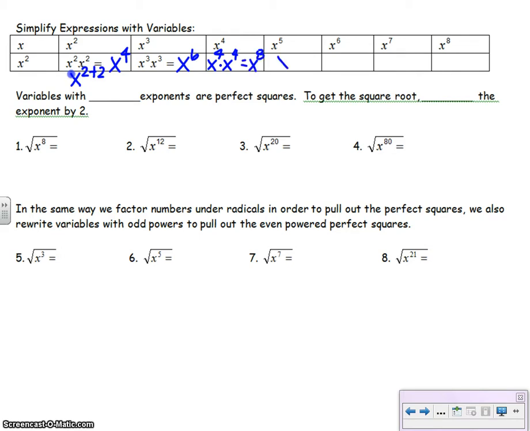Hopefully you're seeing your pattern that we're just doubling the exponent to square something. So this means anything with an even exponent is a perfect square. So to get the square root, we're simply going to divide the exponent by 2.